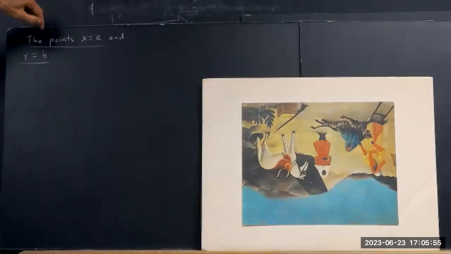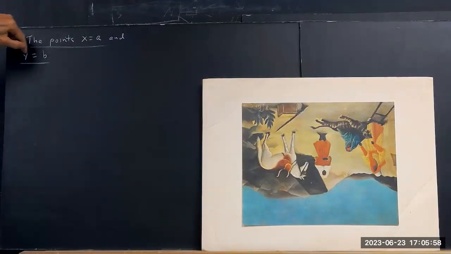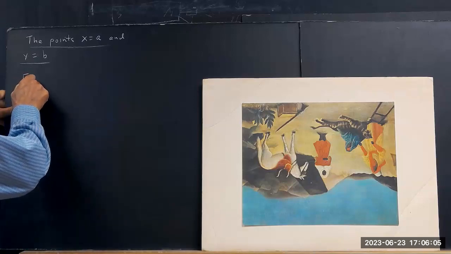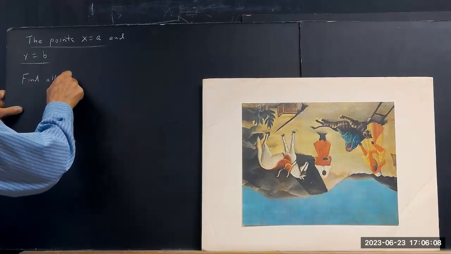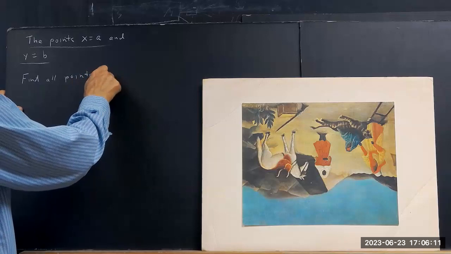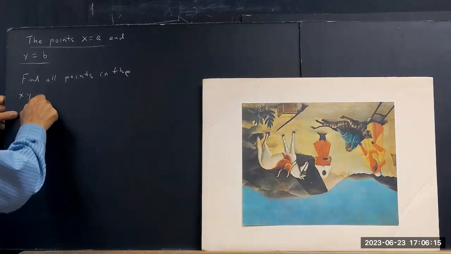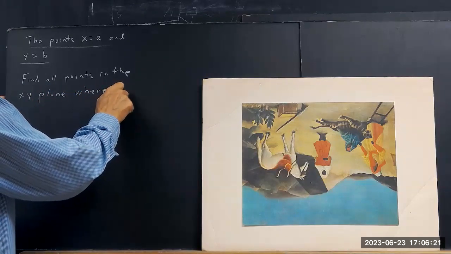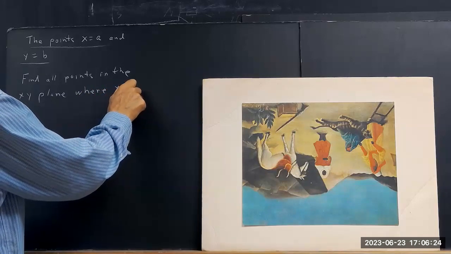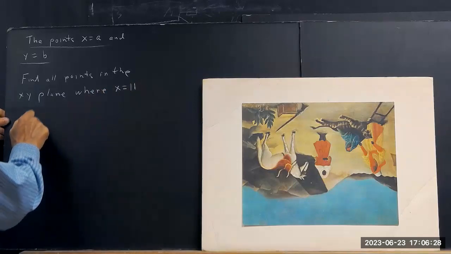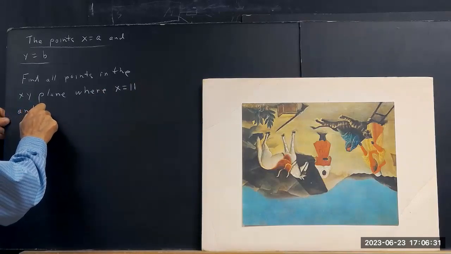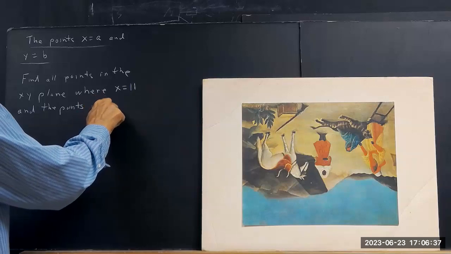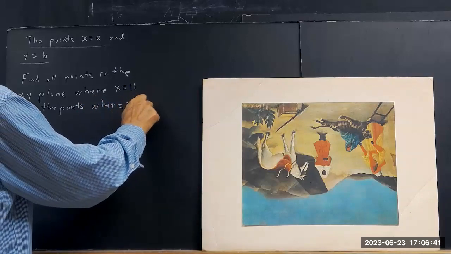Okay, we want to understand what we mean by the points x equals a and y equals b. So what I want to do is find all points in the xy plane where x equals 11, and the points for y equals -6.